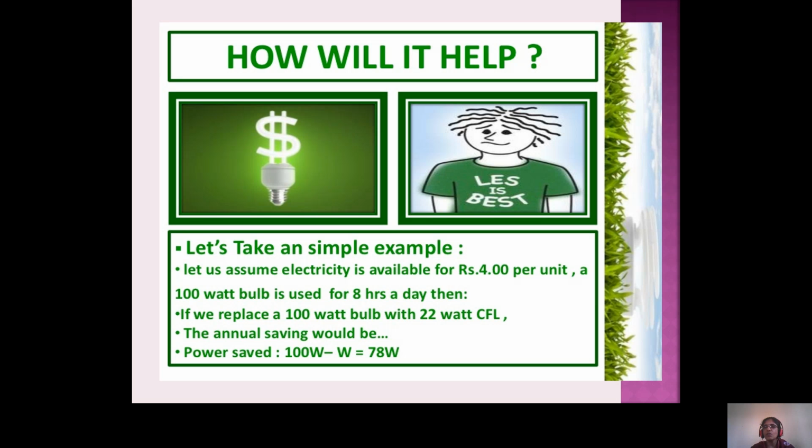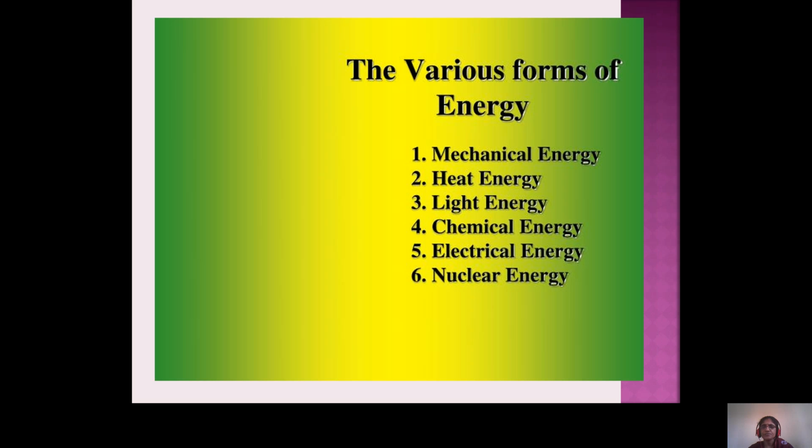If you take a 100-watt bulb, we use it for 8 hours. If you replace 100 watts with a 22-watt CFL, the power saved will be about 70. This is a simple example of why we have to save energy.